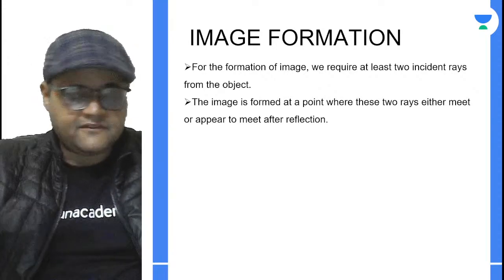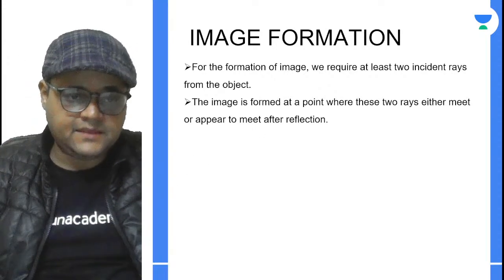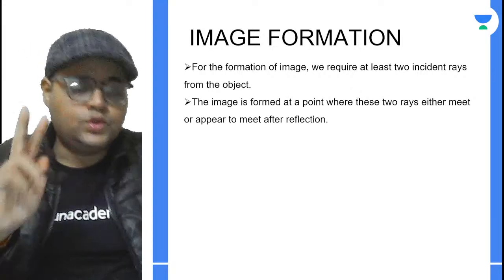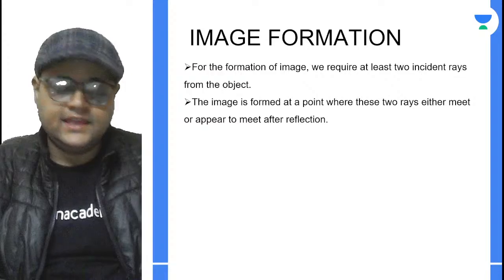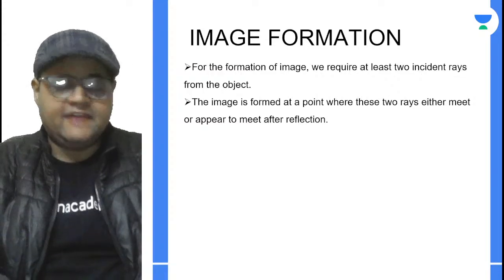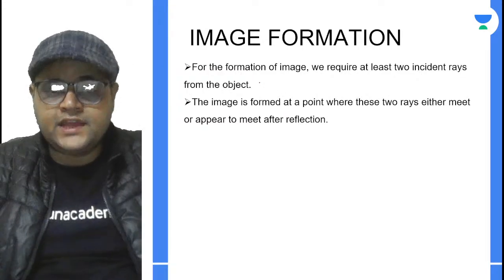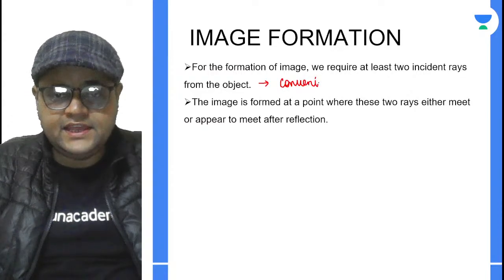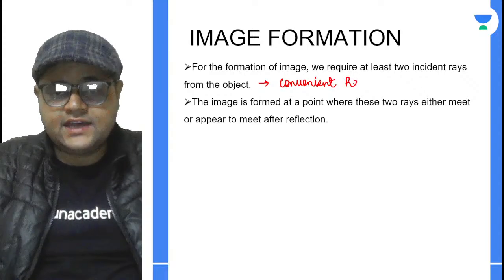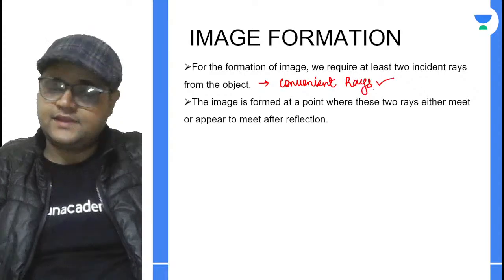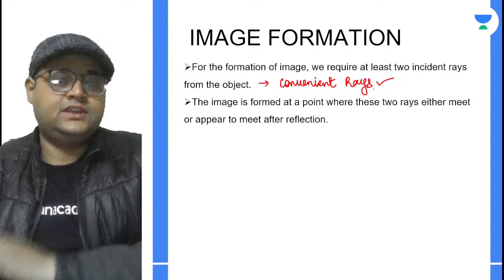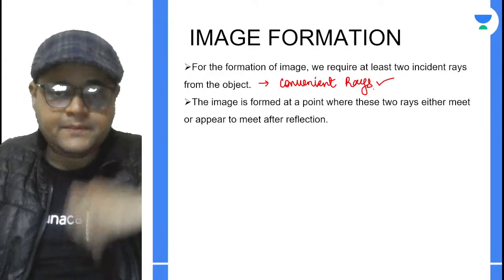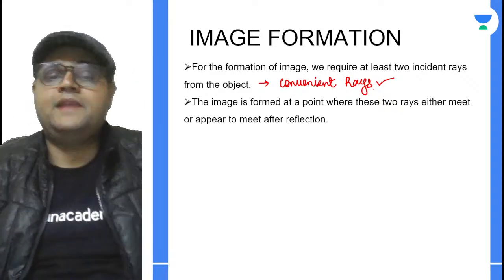So in the previous session as well, I have told you about this very basic thing, that for image formation you need two rays, at least two rays. If you're not having two rays, image will never be formed. And of these two rays, I already told you that these rays are called convenient rays. So in this particular session, in accordance to the laws of reflection of the plane mirror, we will be discussing the image formations of the plane mirror, right?